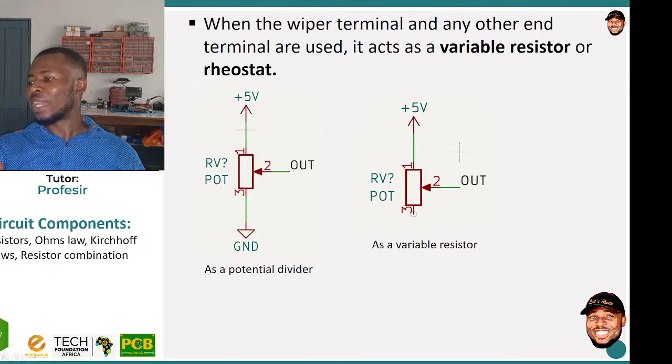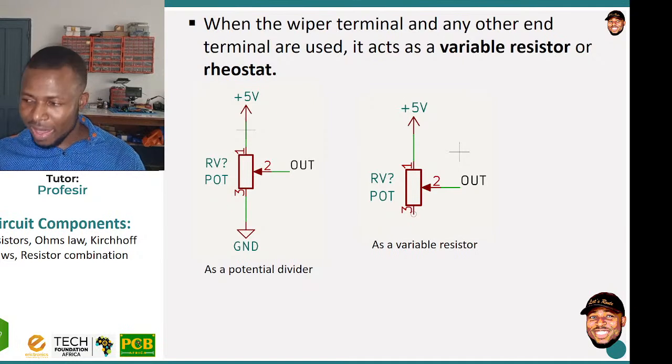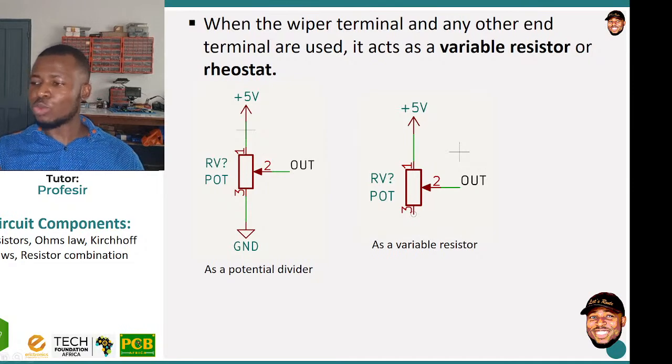Yes, sir. Okay. But then when we configure it like this, then it becomes a variable resistor. So take note that there is a difference between a variable resistor or a rheostat and a potentiometer. These are two different things. What I'm trying to tell you is that the same device, which we call the port, can be configured depending on how we use it. It can serve as its default potentiometer, or we could configure it and use it as a variable resistor. So they are two different things. Okay, thank you, sir. All right, thank you.